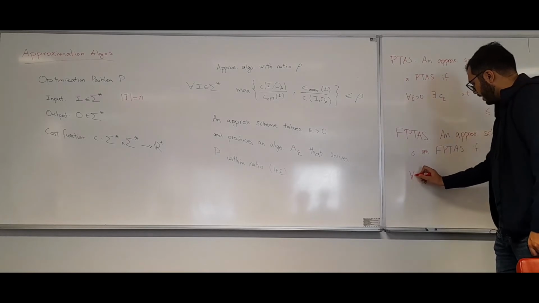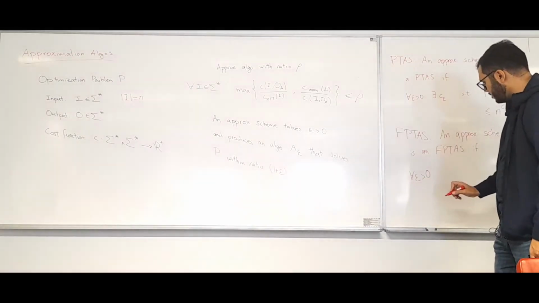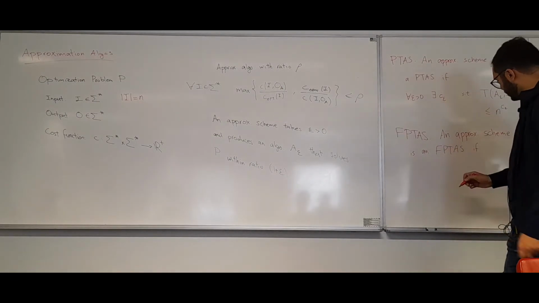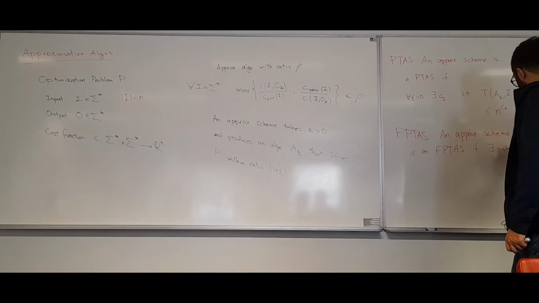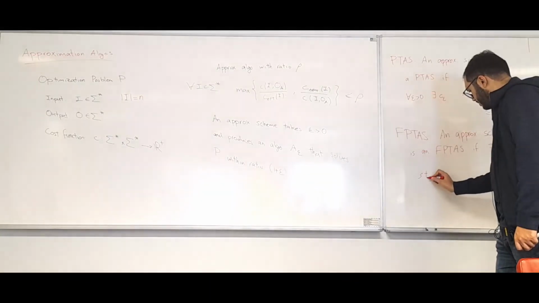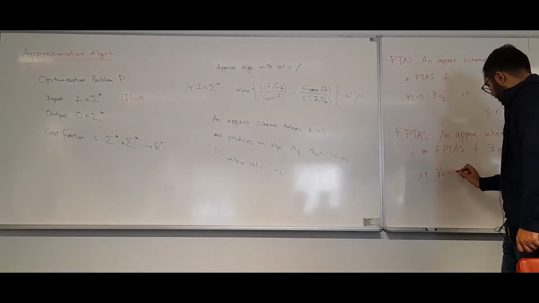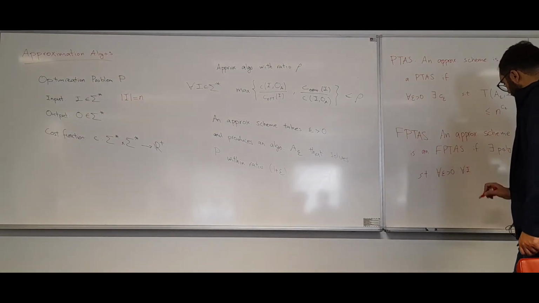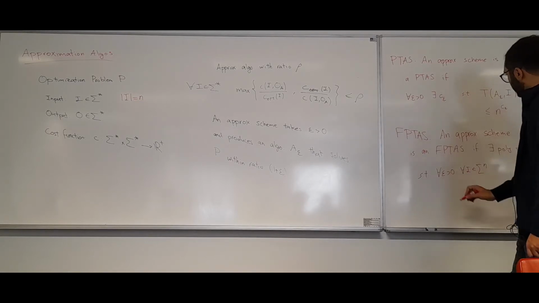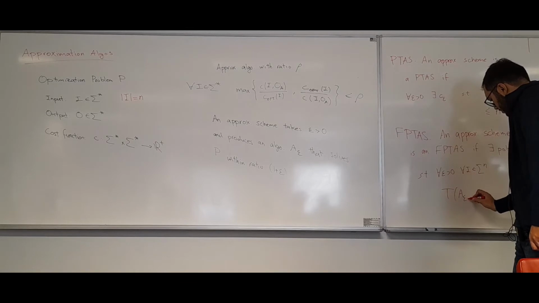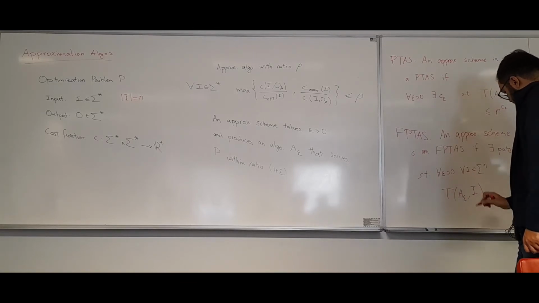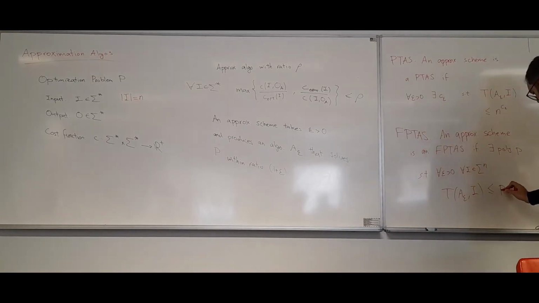I can say, if there exists a polynomial P such that for every epsilon greater than 0 and for every input I, which has length n, the runtime of my algorithm with parameter epsilon over this I is at most this polynomial, but the polynomial can take 2 different variables, and one variable is n, the other variable is 1 over epsilon. Okay, so this is an FPTAS.